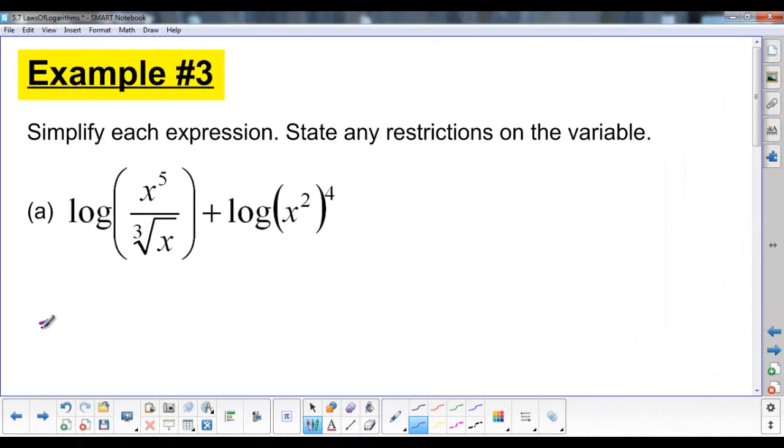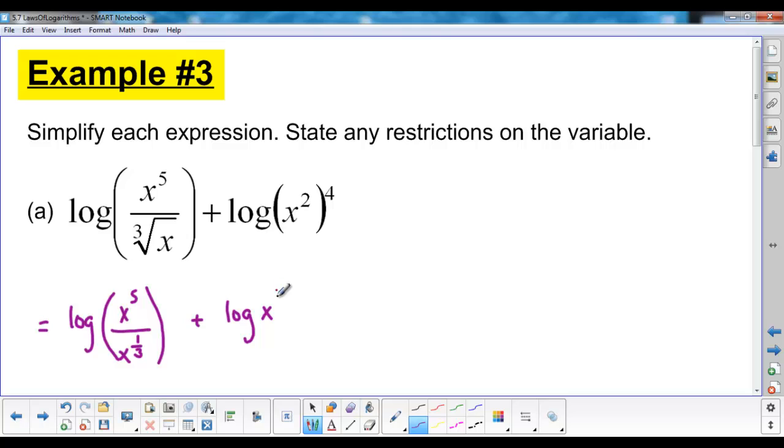In example 3, we want to simplify each one of these expressions. So again, in my first term here, I see some exponent rules that we can do to actually simplify this argument first. So let's rewrite our argument here as x to the power of 5, and then x to the power of 1/3. Now, because I'm dividing with the same base, I can actually subtract the exponents. For our second term here, we have a power to a power. This actually becomes log of x to the power of 8.